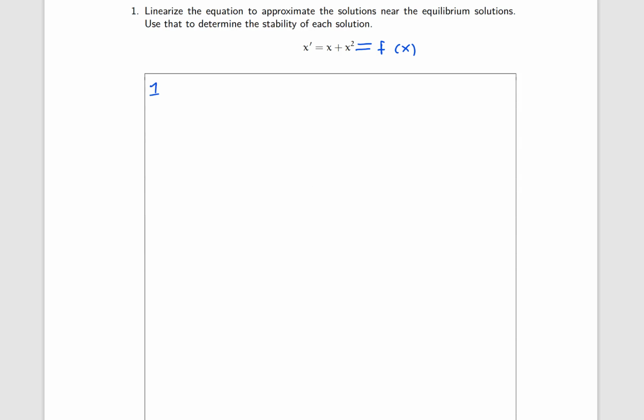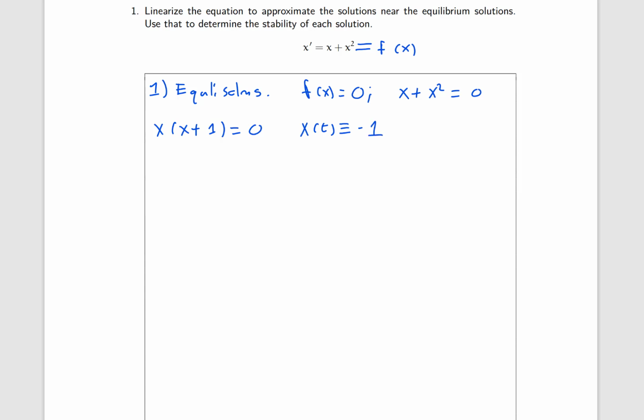So step one is we need to find the equilibrium solutions, and that's just going to be when f of x is equal to 0. So in other words, we need to solve the equation f of x is equal to 0, and for this f, this is x plus x squared is equal to 0, and by factoring out an x, this is x times x plus 1 is equal to 0, and we get two equilibrium solutions. One is x of t is the constant function minus 1, and x of t is the constant function 0. So these are the two equilibrium solutions.